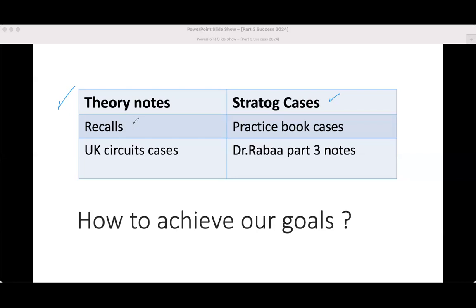So how about the practice book? Are the practice book cases important? Yes, it's very, very, very important. One of the top important things that you need to do and start with is the practice books. Why? I'll tell you. In the part 3, we have 3 to 4 books that are recommended, up to 5 books, including one old book, but still useful.